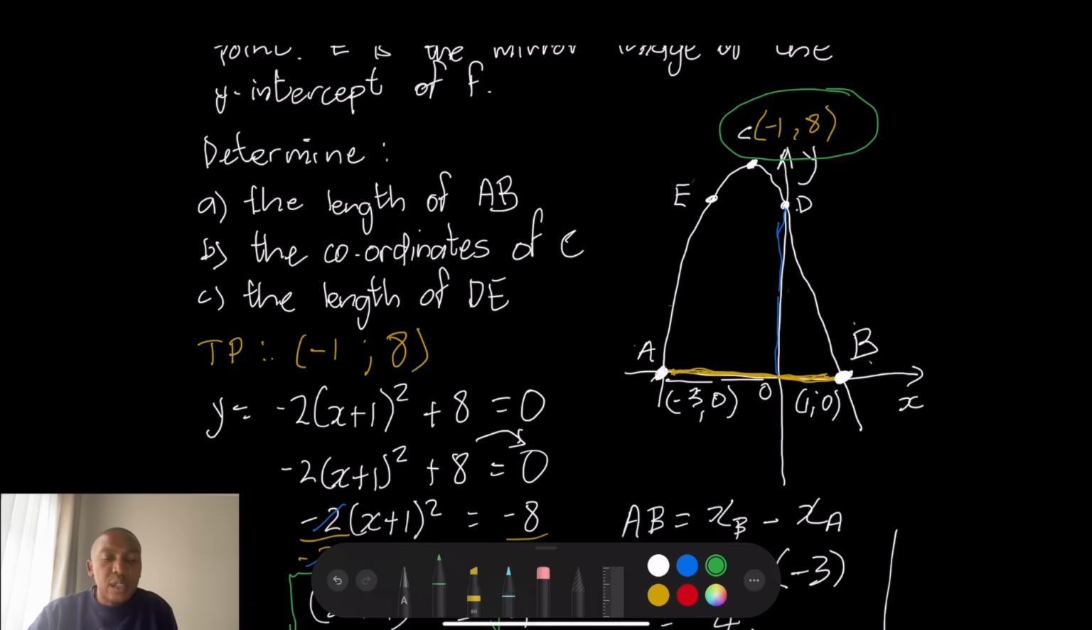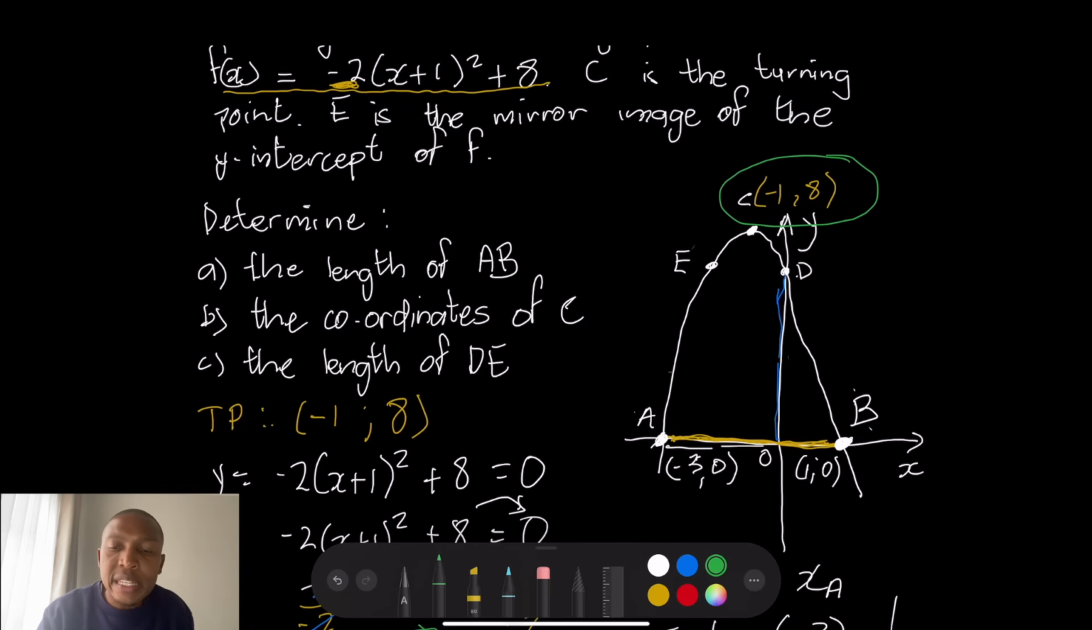And then they say calculate or determine the length of DE, right? And remember what they said to us. They said that E is the mirror image of the y-intercept. So meaning, once again, what's happening here? It means that we are cutting the graph right into 2. So now they are saying that E is the mirror image, meaning that the distance from here in the middle going to D should be the same as the distance from here in the middle going to E. That's what it means when we say it's a mirror image.